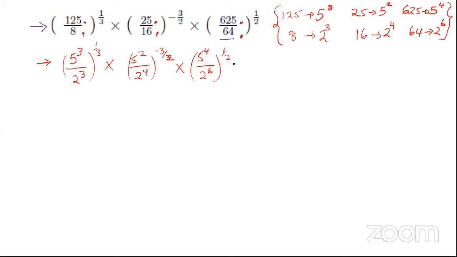Now, from here, remember our rule that says that when you have a power raised to another power, you multiply the powers. For example, if you have a to the power m in brackets to the power n, this is the same as a to the power m times n. That's what you do. So we do the same thing here.